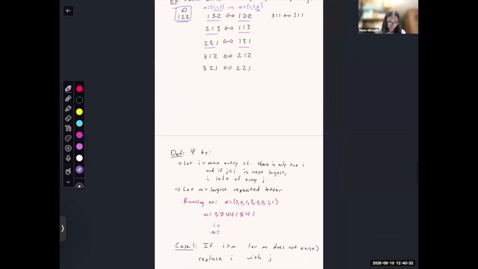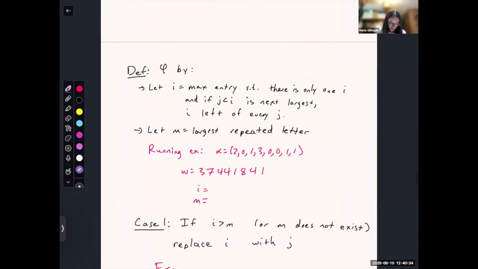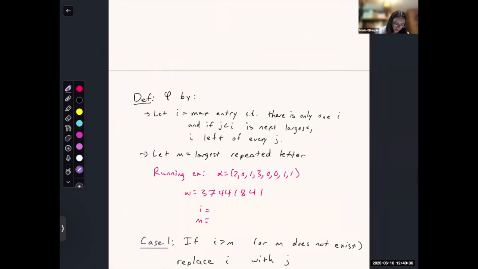So here's how we define this sign reversing involution. You define 2 things, I and M, and you compare them. I is the largest entry such that there's only one I, so it can't be a repeated letter. And if you look at the next largest letter, J, that's smaller than it, then I is to the left of every J. So I have a running example set up here.